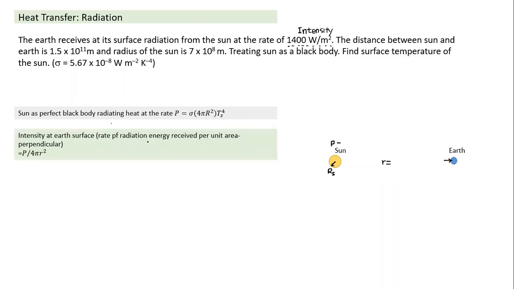Intensity on the Earth's surface is equal to power by 4π r squared. And this value is given as 1400. If I could link these two terms here, you notice all the terms are there, radius of sun, everything is there. We can find out the temperature on the surface of the sun.